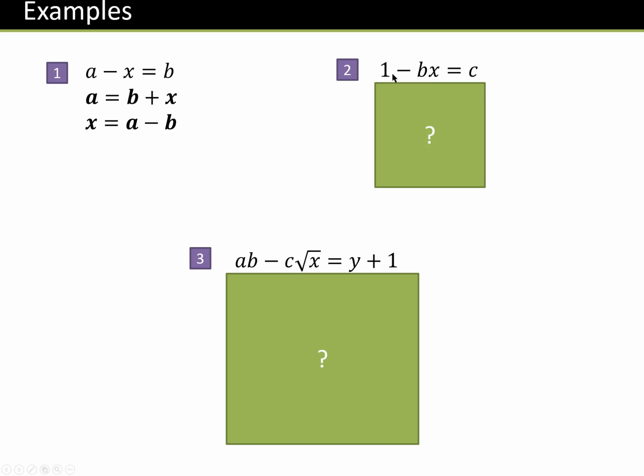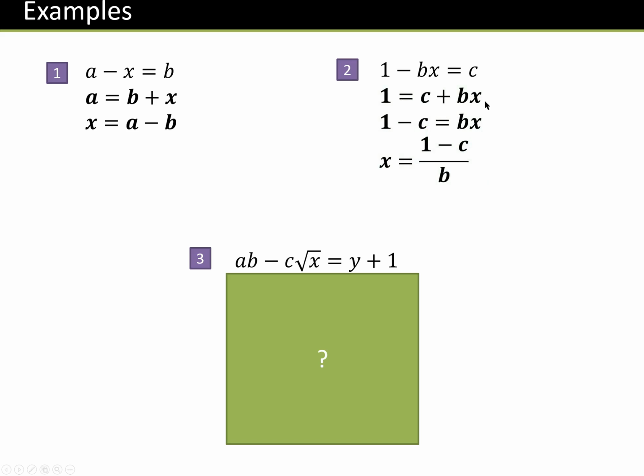We're going to add bx to both sides, take it on the right hand side, right? And then we take away the c from both sides, and we divide by b. This is where it starts to get tricky. Please give this a go yourself. See if you can figure it out.